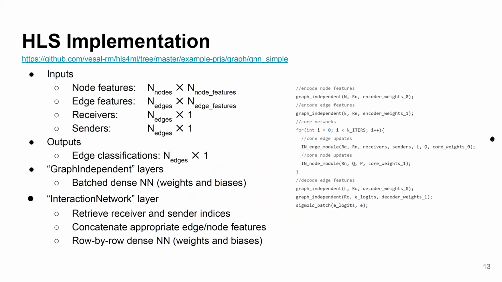And this model, of course, we have now implemented in HLS. The HLS model takes in node features and edge features, as well as the receivers and senders lists, and outputs an edge classification as an array. The graph independent layers are implemented as batched dense matrix multiplications, and the interaction network layer retrieves the receiver and sender indices from those lists, concatenates the appropriate edge and node features, and does a row by row dense matrix multiplication with the weights and biases.